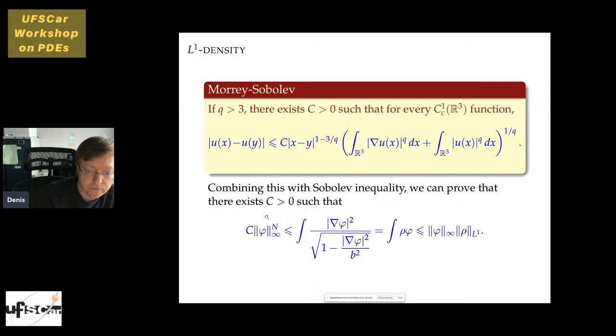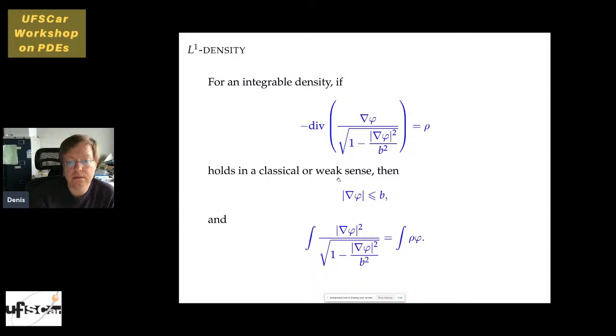And since your rho is in L1, you can bound this guy by the L infinity norm of phi times the L1 norm of the density, and this gives you a control on the L infinity norm of phi. But since you have a control on the L infinity norm of phi, it means that this is controlled because it's controlled by this product. And so you end up with a solution which has finite energy. But don't forget that when I say that this has a solution, I didn't say anything about what kind of solution, because this operator obviously is singular. Okay.